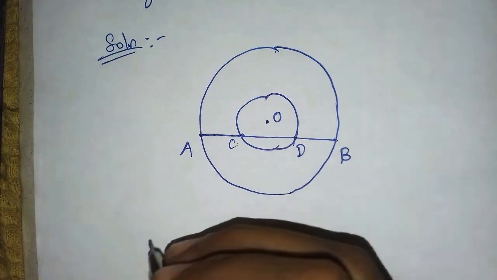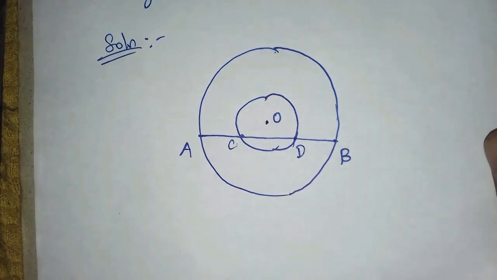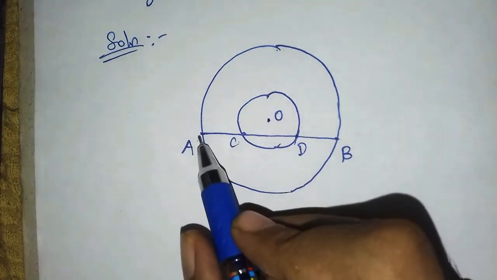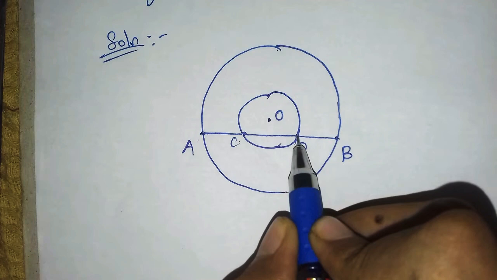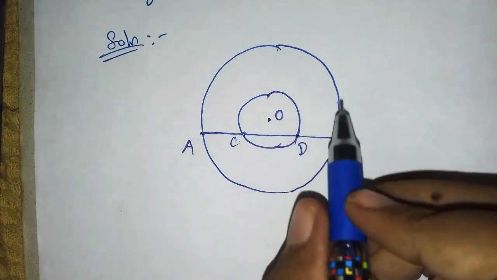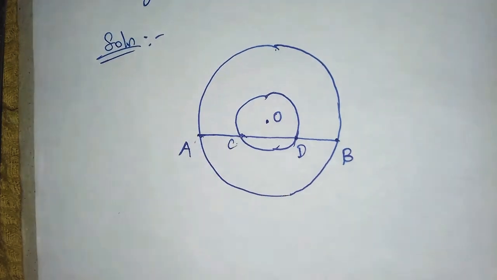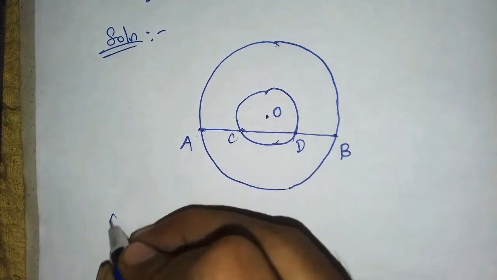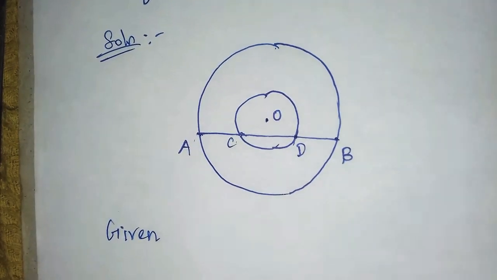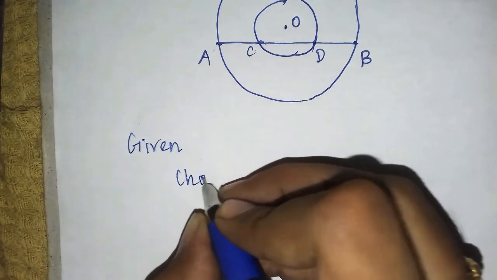Now what do we have to prove? AB minus CD is equal to 2AC. AB means this whole distance minus this inner circle's chord is equal to 2AC, twice of this distance. We have to prove that. Now let's write what are the things given. First we have drawn the diagram. Now we are going to write what are the things given.